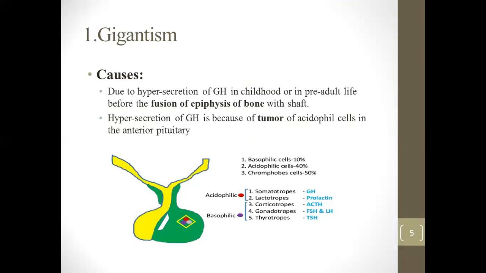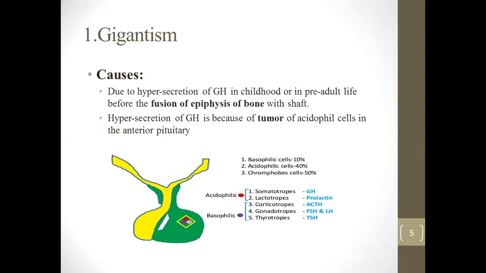What are basically the causes of gigantism? It is due to the hypersecretion of growth hormone in childhood or pre-adult life, before the fusion of the epiphysis of the bone with the shaft, and the hypersecretion of growth hormone is because of a tumor of the acidophilic cells in the anterior pituitary.